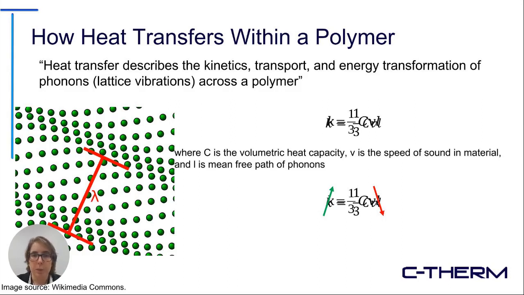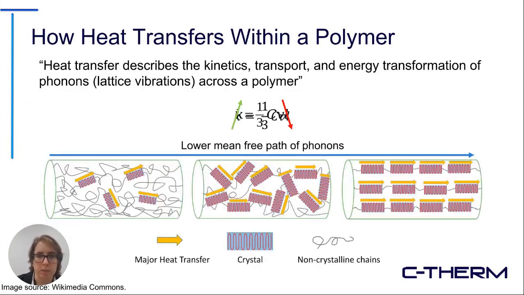In a polymer material, the thermal conductivity is a function of the volumetric heat capacity, the speed of sound within the material, and the mean free path of phonons. So that's basically the case for most solids. And as the thermal conductivity increases, the mean free path of the phonon will decrease.